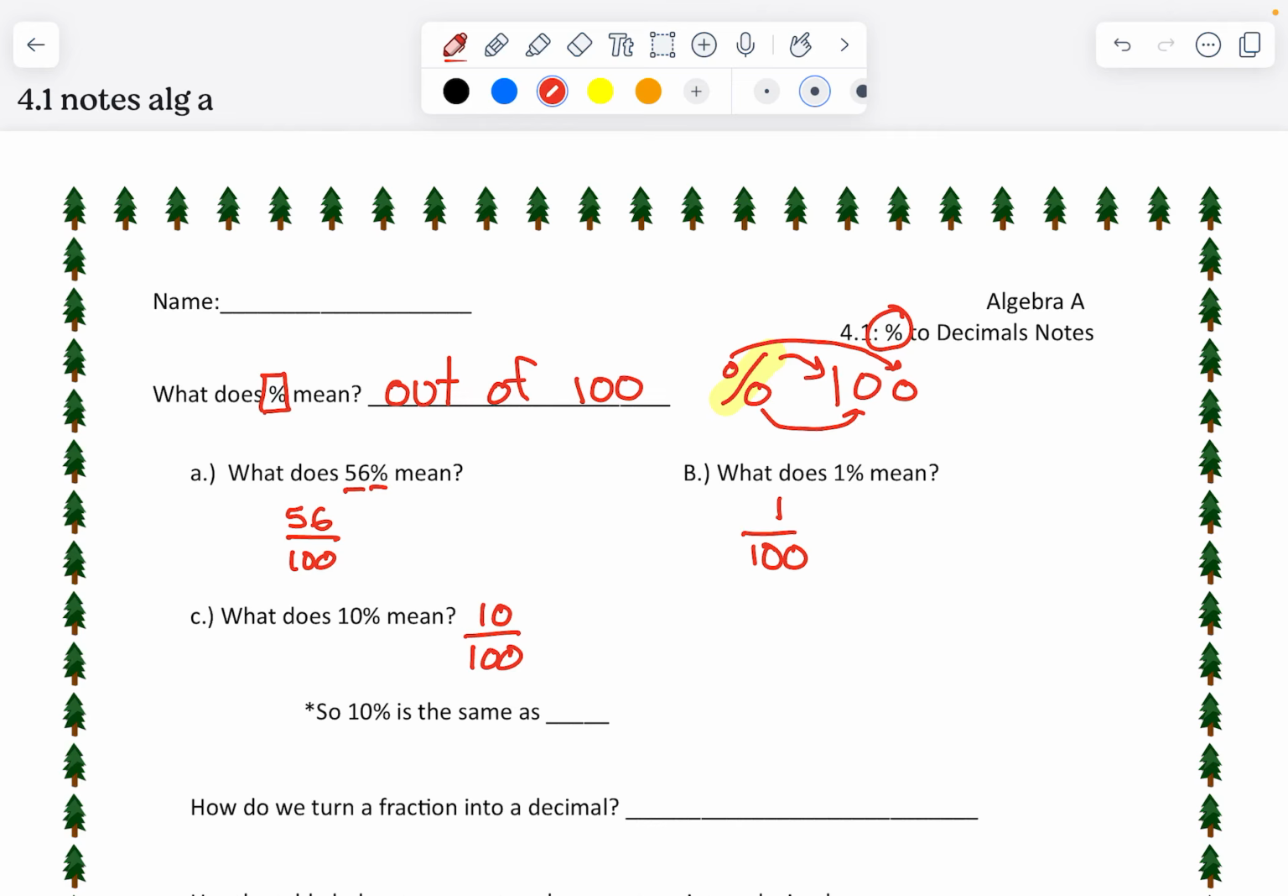Now we learned about rules and fractions that we're supposed to reduce our fractions. So if I see 10 out of 100, I know I can actually just cross out a 0 from each of those. That's really easy to reduce. That's the same thing as 1 over 10. So 10%, not only is it 10 out of 100, but it could also be the same as 1 out of 10.